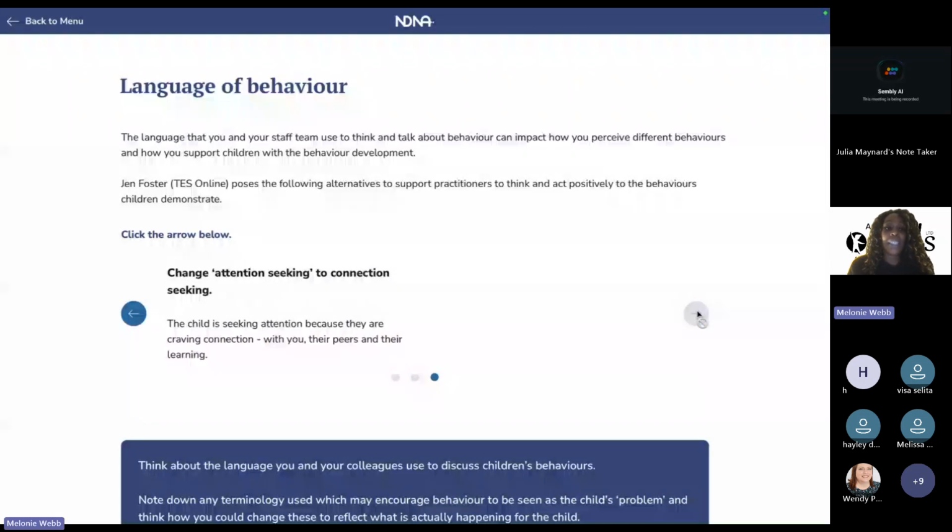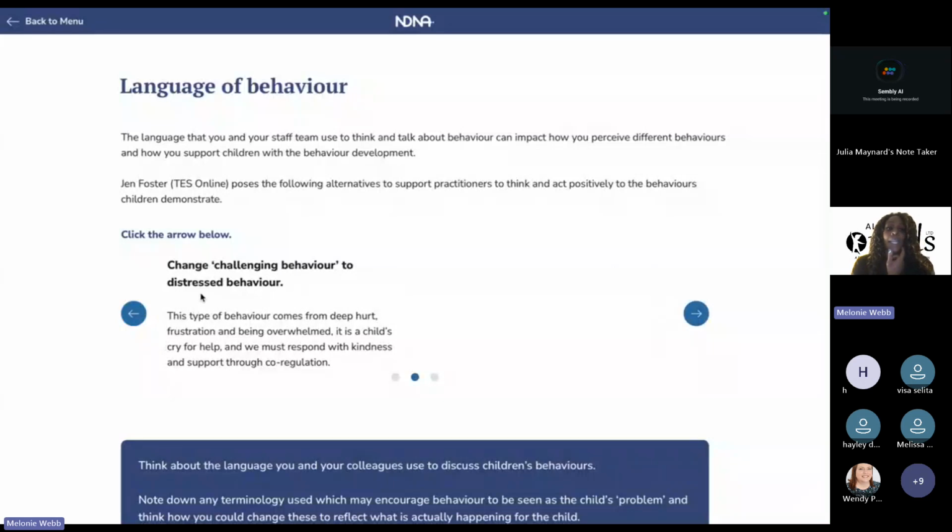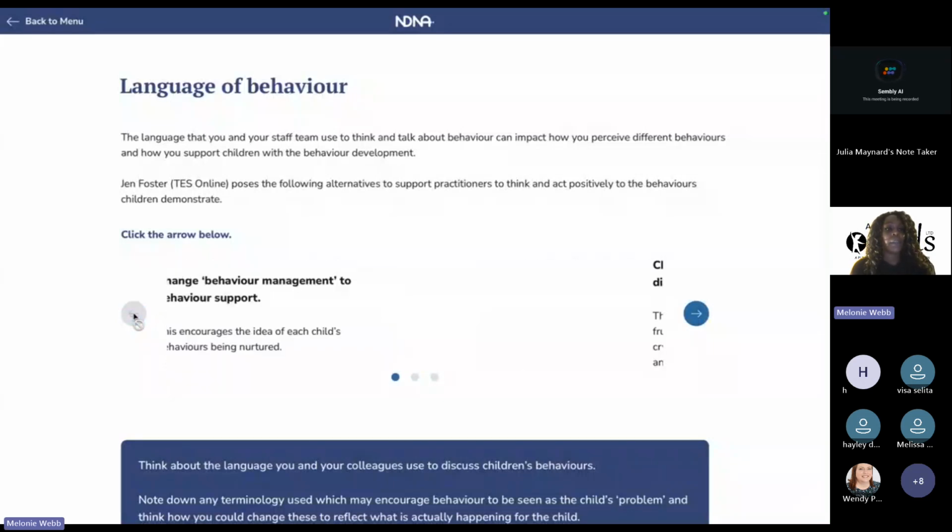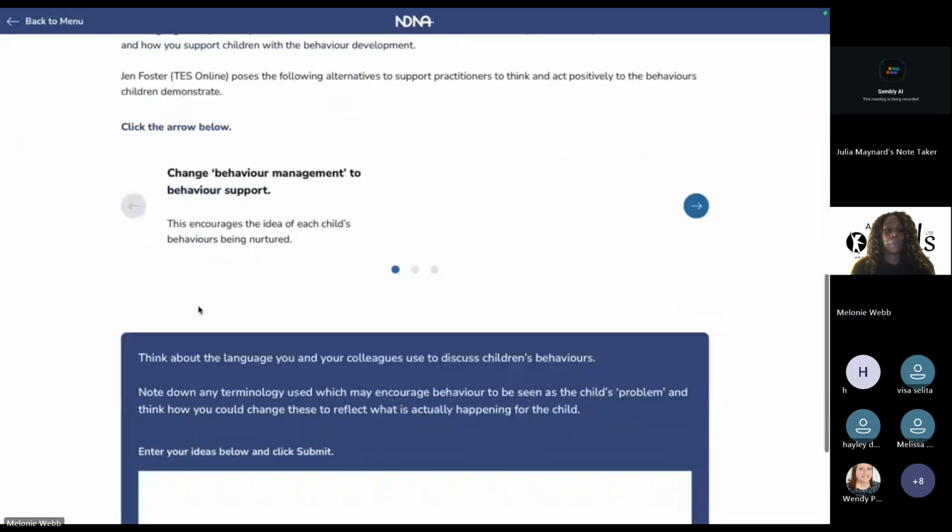And instead of attention seeking, this is nice, we'll change that to connection seeking. The child is seeking attention because they're craving a specific connection with you or your peers or within their learning. So instead of attention seeking, it would be connection seeking. Instead of challenging behaviour, we can talk about distressed behaviour. And then instead of behaviour management, it will be behaviour support.